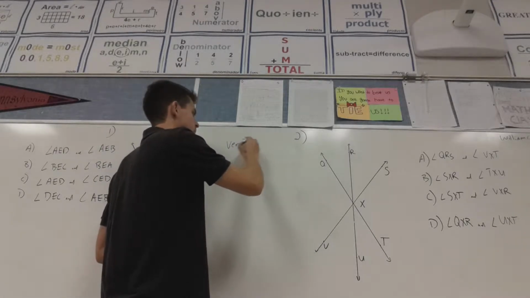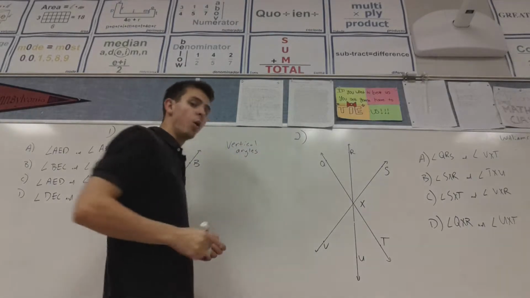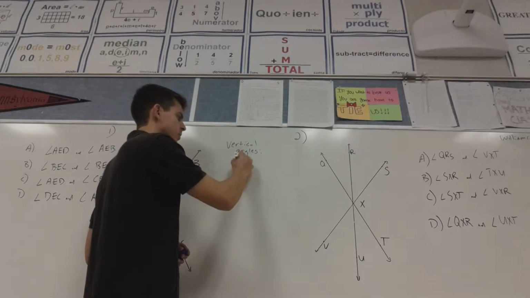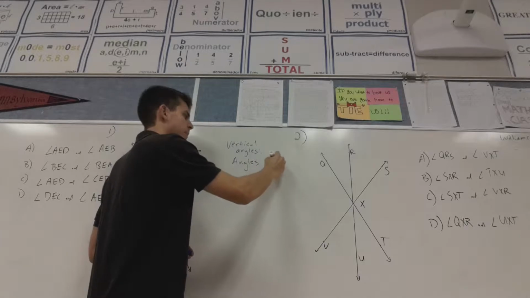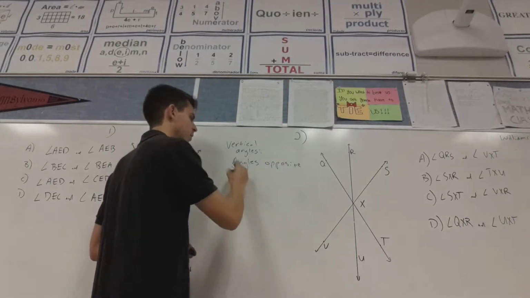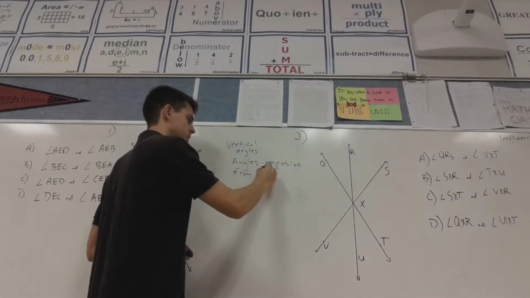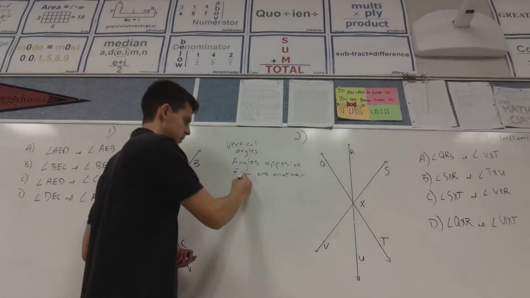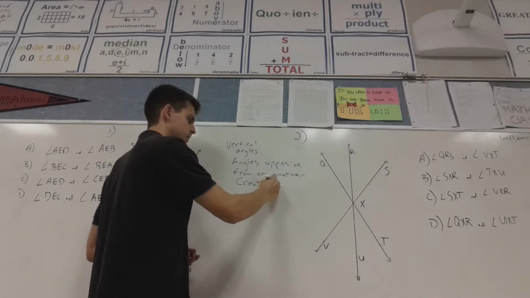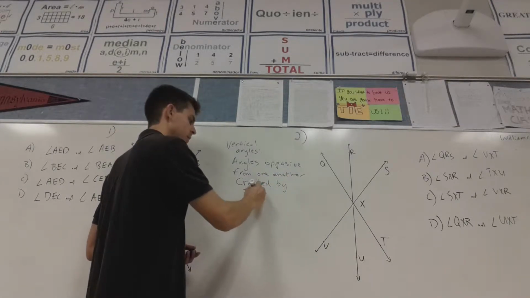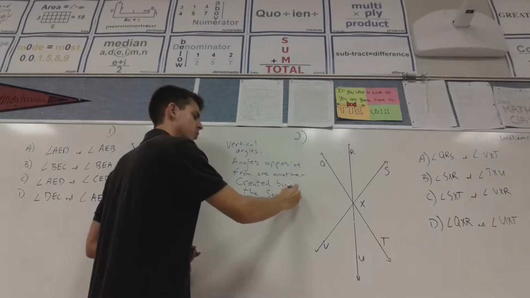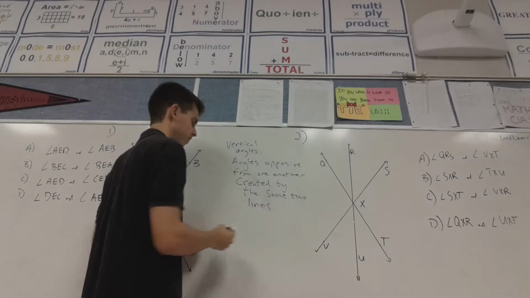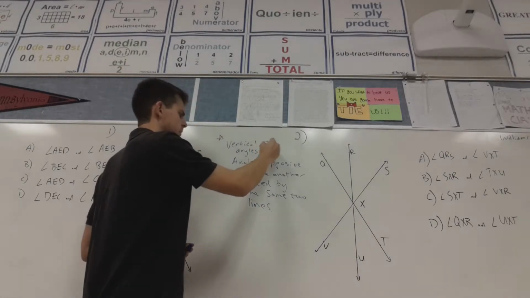Vertical angles, and this will be good if you're writing this in your notes or in the worksheet that I provided. Angles opposite from one another created by the same two lines. Okay, here's vertical angles.